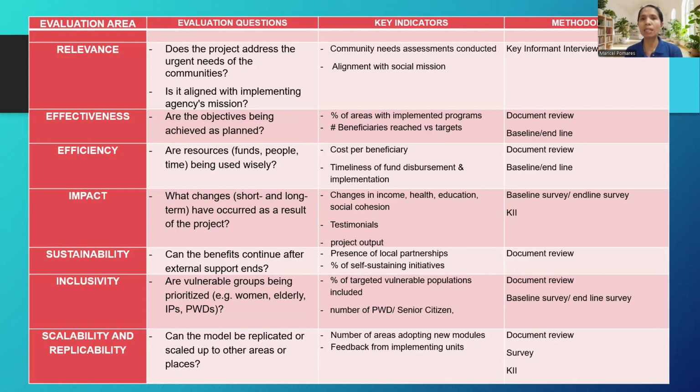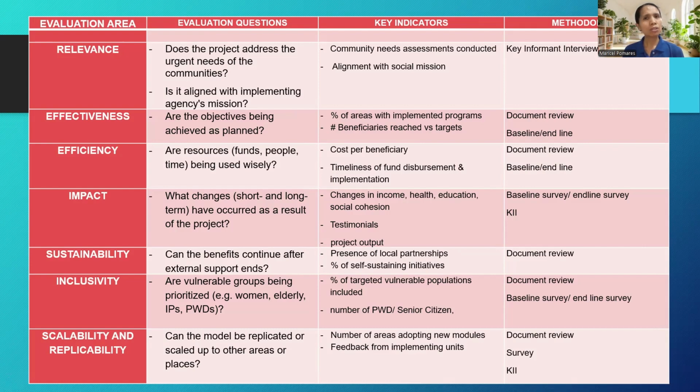So what will be the key indicators that if it's relevant, how we will know that we really met the relevance of this activity? So there should be a community needs assessment conducted, alignment with social mission, and to do it, there should be the key II or the key informant interview. So it's important that we will interview some people who have an important position in the community or other people who have the knowledge if this project or this social mobilization is really relevant or needed in the community.